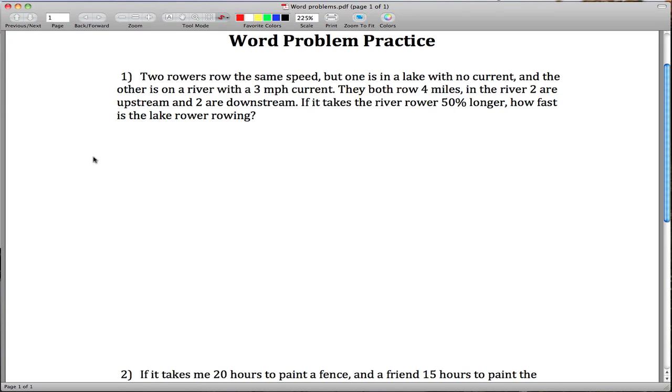Here are the word problems that we talked about in class today. I know they're pretty hard, so I thought it might help to have a video so that you can study up on these a little bit before the quiz on Friday.